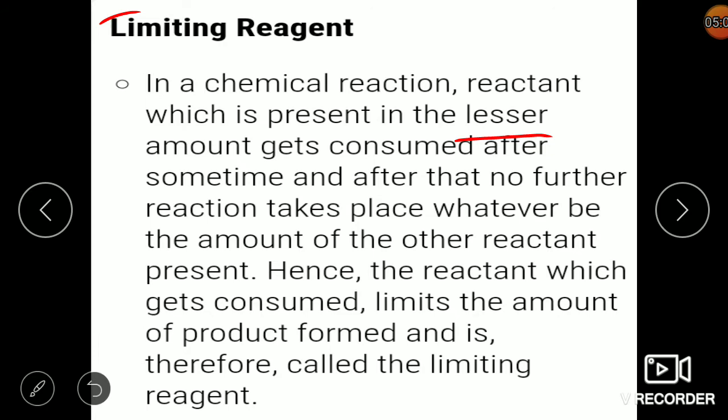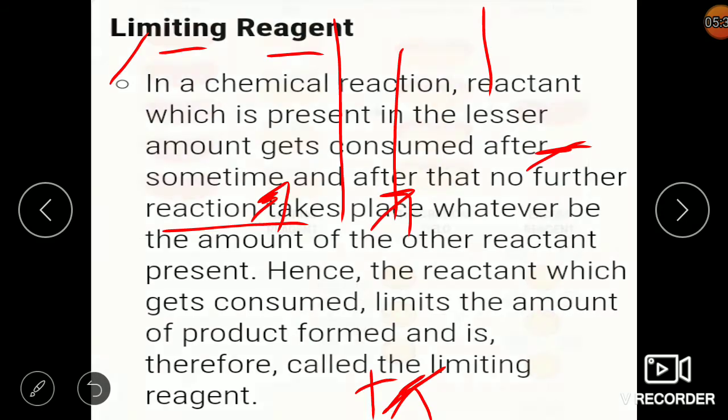Hence, the reactant which gets consumed limits the amount of the product formed and is therefore called the limiting reagent. So in the reaction, the one that is present in the lesser amount is known as the limiting reagent because it controls the overall reaction. Once the smaller amount of reactant is consumed, the reaction will stop and you will not get further product. It is of great importance. It is called limiting reagent. Okay, so that is the thing.